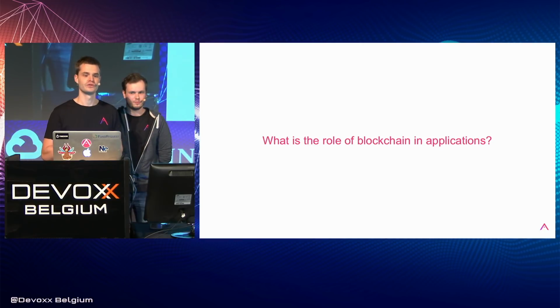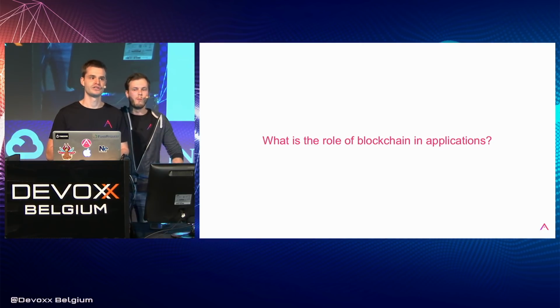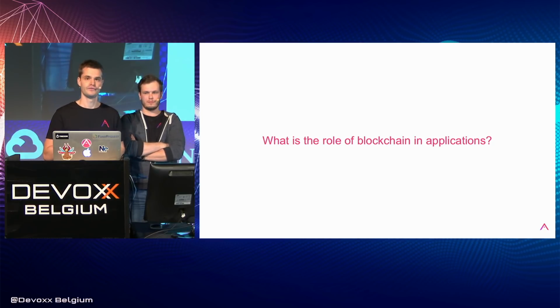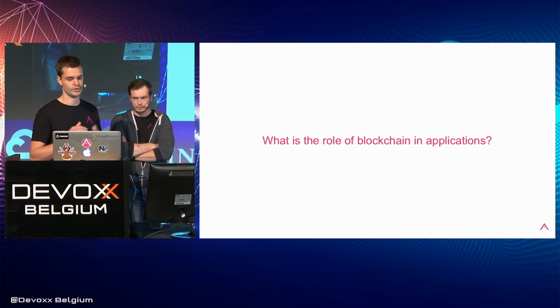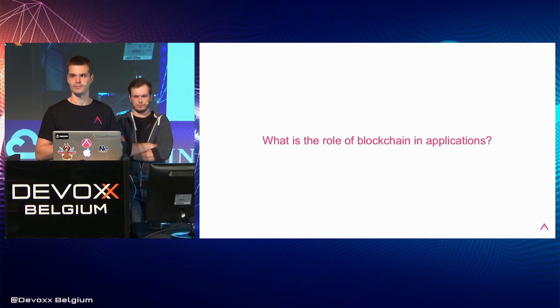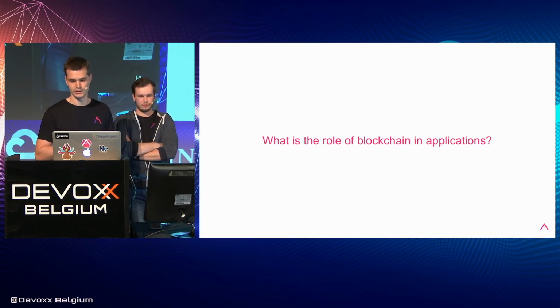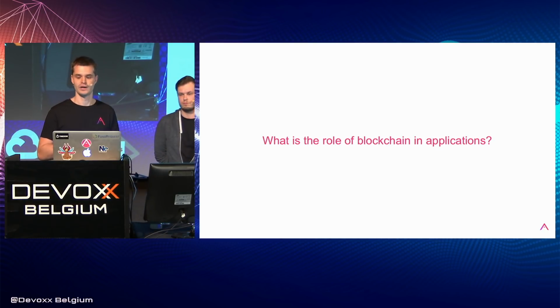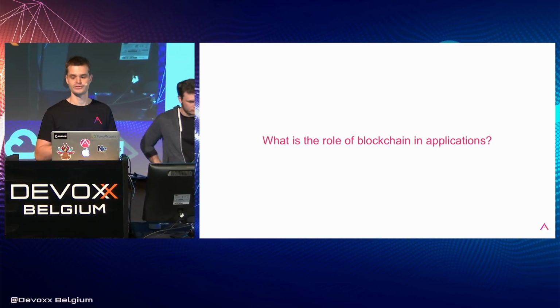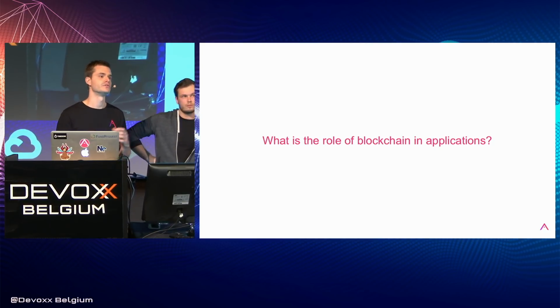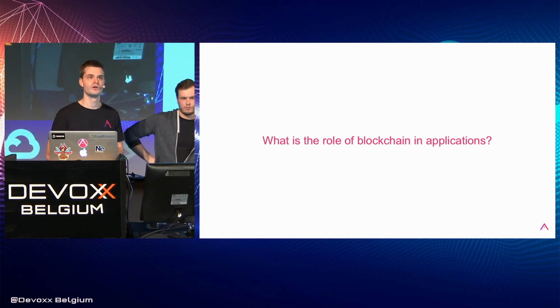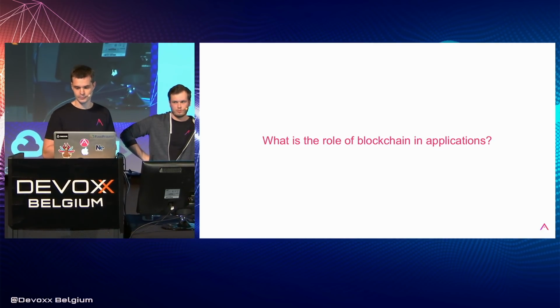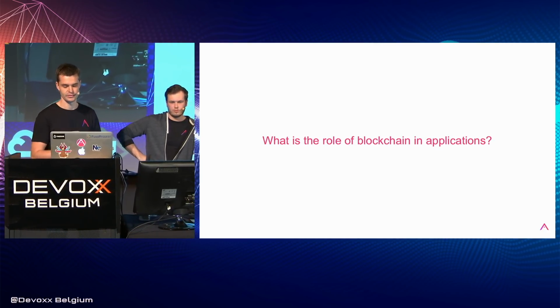But first, let's have a look. What is the role actually of a blockchain inside applications? We don't have the time to do a deep dive here, so we will do the high-level stuff that is interesting for using a blockchain. So first of all, the higher degree of security and trust. There's actually no necessity for a third party anymore due to its decentralized nature.